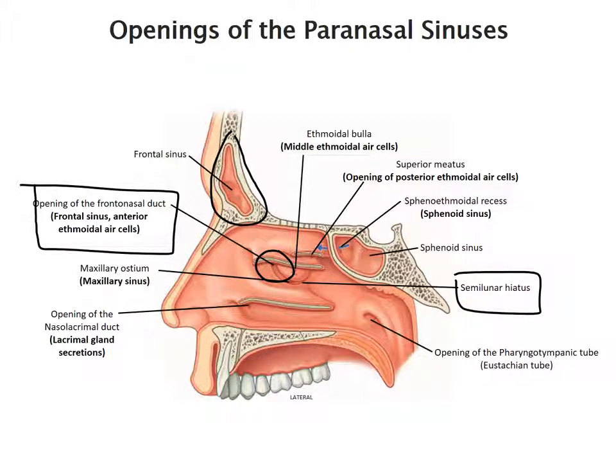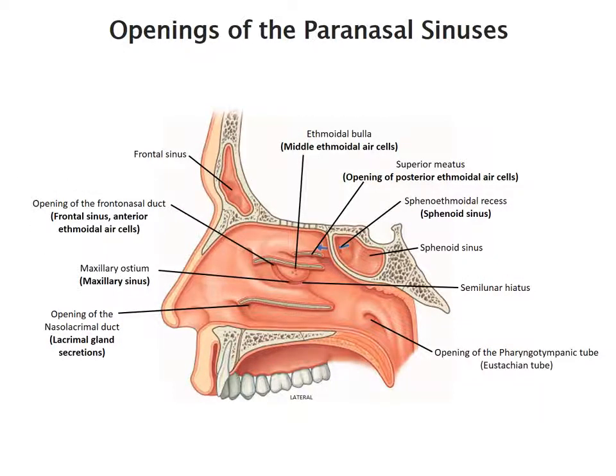Also here under the middle concha is a large bulla referred to as the ethmoidal bulla. This ethmoidal bulla has the openings of the middle ethmoidal air cells emerging onto it. And at the leading edge of this bulla and beneath this bulla is the semilunar hiatus. Also opening into the semilunar hiatus is the largest opening referred to as the maxillary ostium. This is the opening which communicates with the very large maxillary sinus.